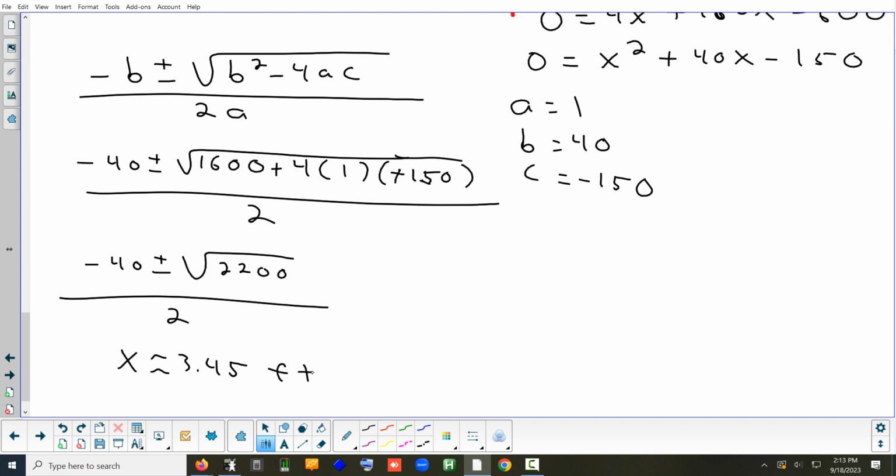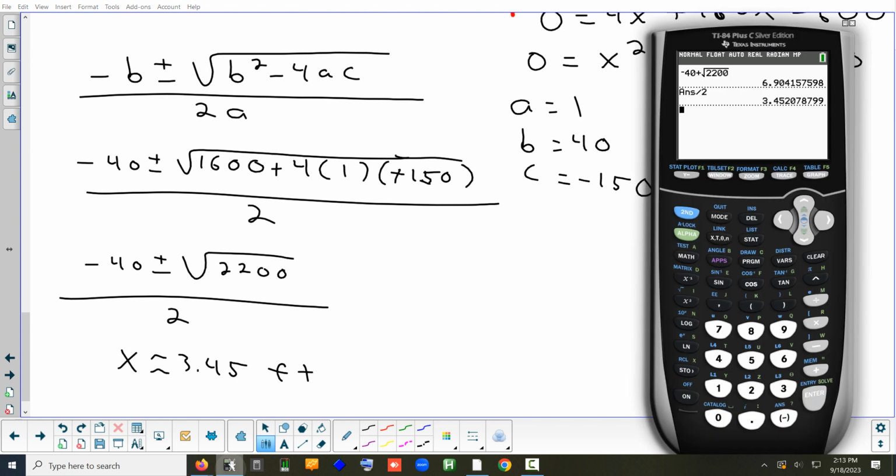Now think about what we're finding. What are we finding again? Yep. We're finding the width of the sidewalk. So how can that be? How can there be two answers? Well, let's do the negative. Negative 40 minus the square root of 2200 divided by 2. Negative 43.45. Could the width be negative 43.45? No.